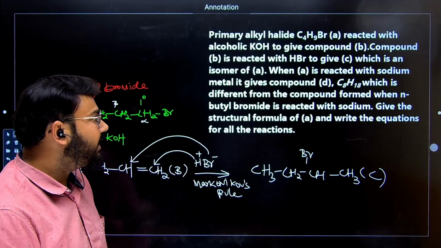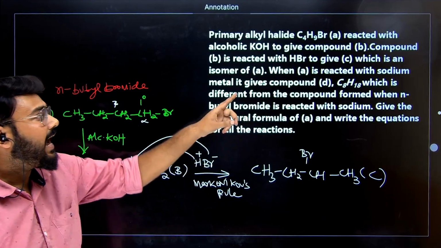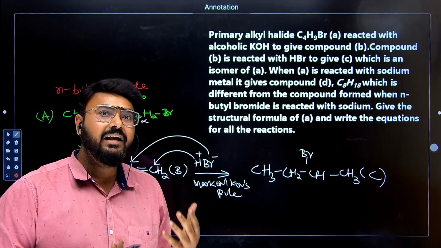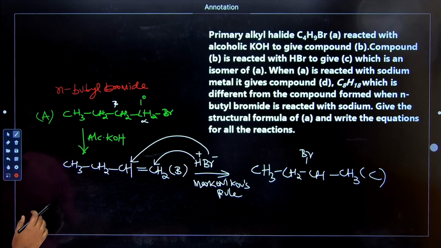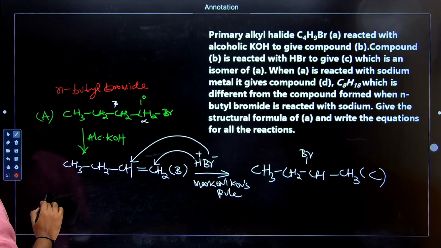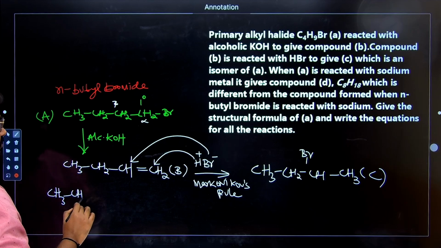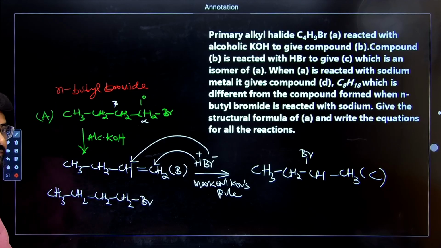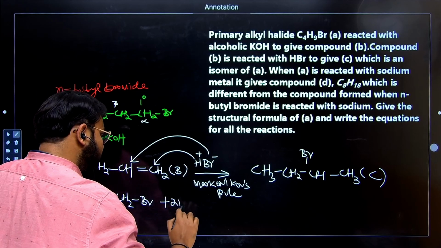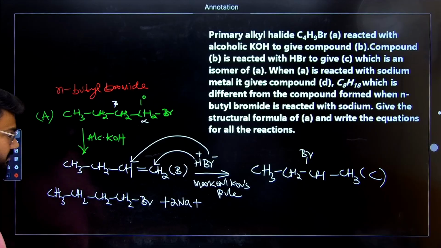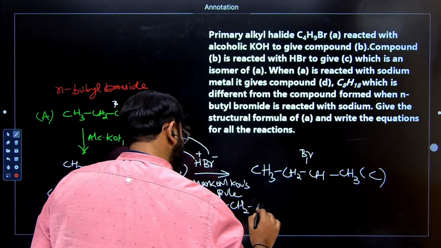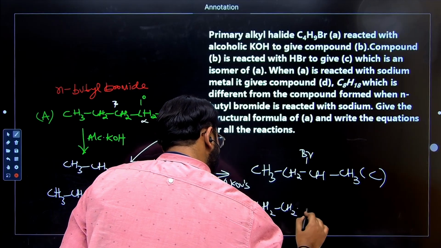Now the question is saying that when A is reacting with sodium metal, we know what it is. Whenever they say sodium metal, it means it is a Wurtz reaction. So let's try that as well. Take the A substance, CH3, CH2, CH2, CH2Br. Now react this with the sodium. So for sodium, we'll take 2Na and one more of this substance. So it is Br, CH2, CH2, CH2, CH3.